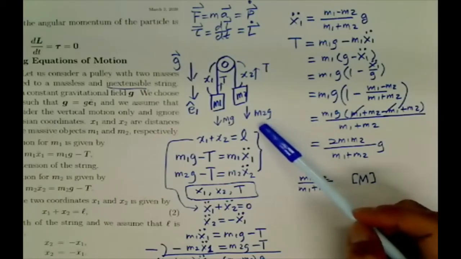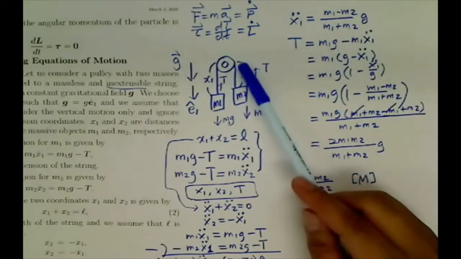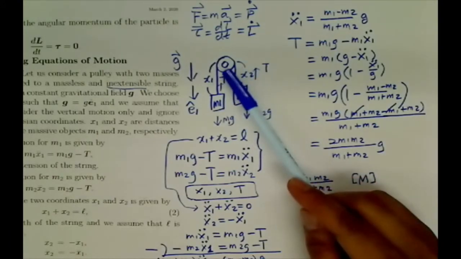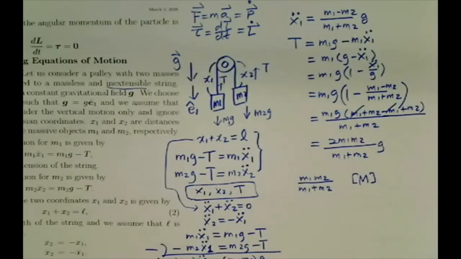as a weight, and there is an additional force, tension. If we neglect the mass and friction of this pulley, and the mass of the string, and if we assume that the string is not extensible, then the sum of x1 and x2 should be a constant. Let me write it as L. The sum of x1 and x2 is fixed.